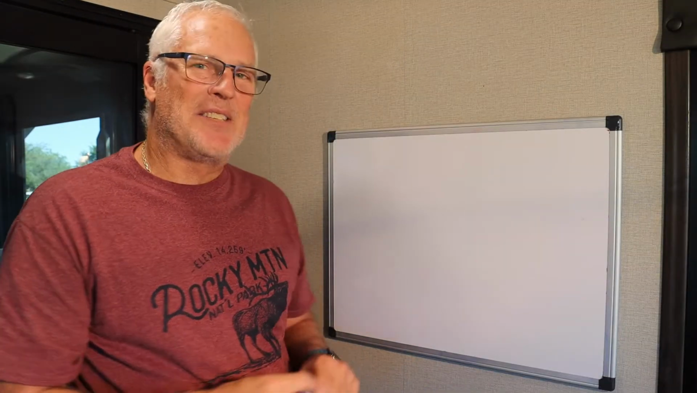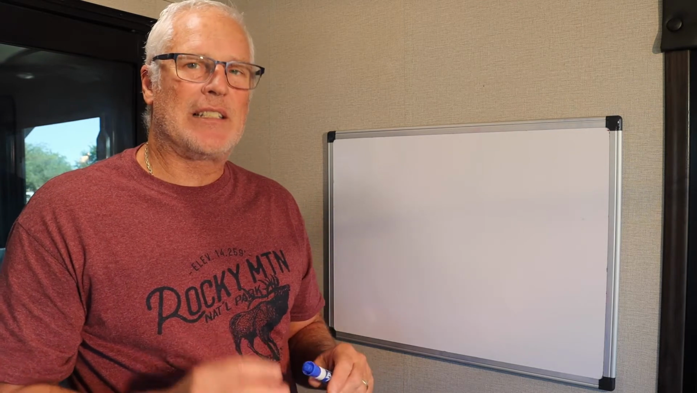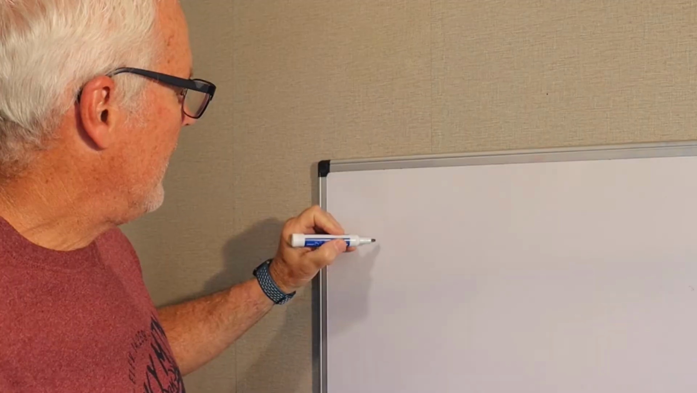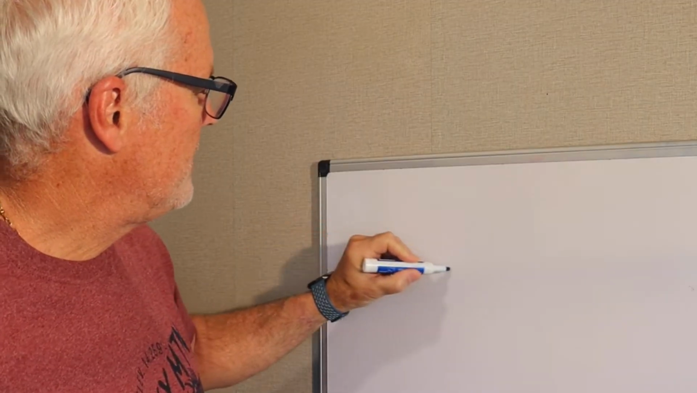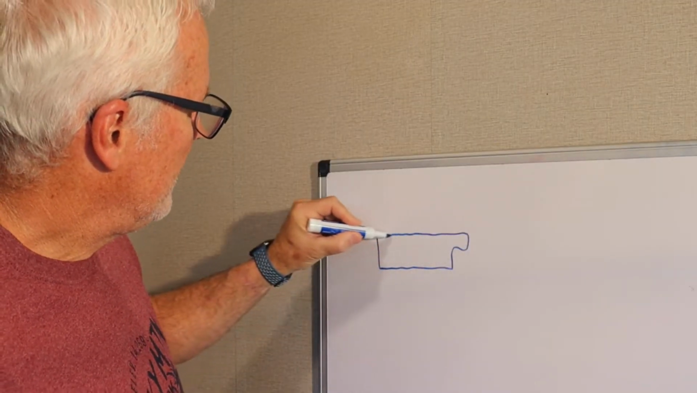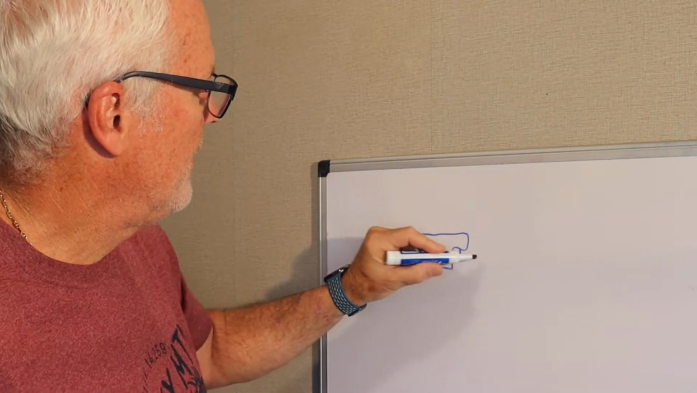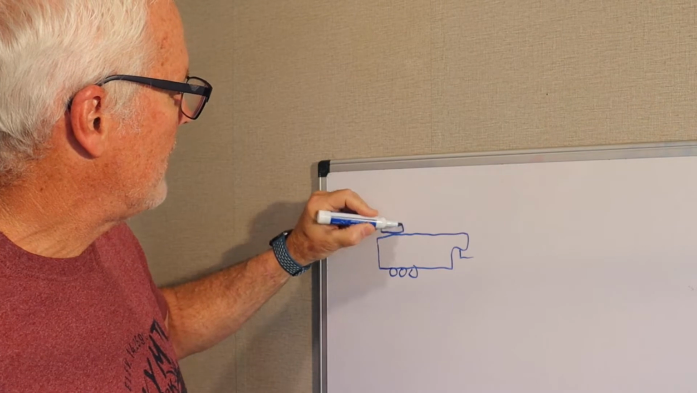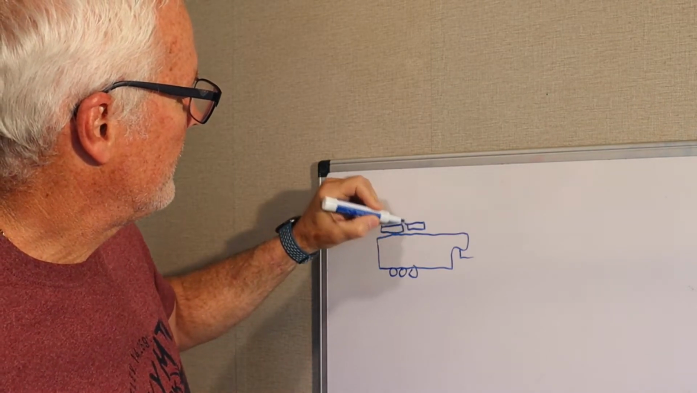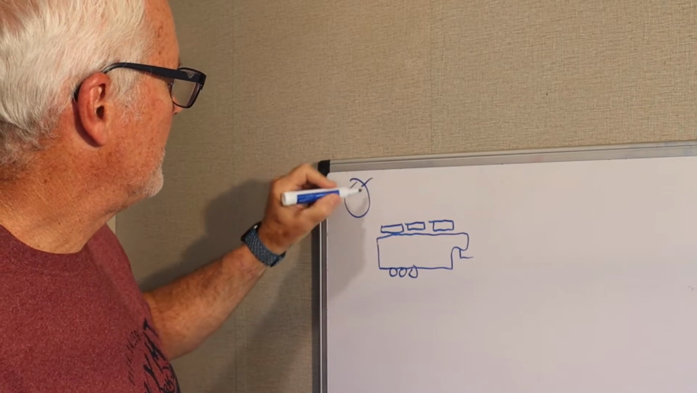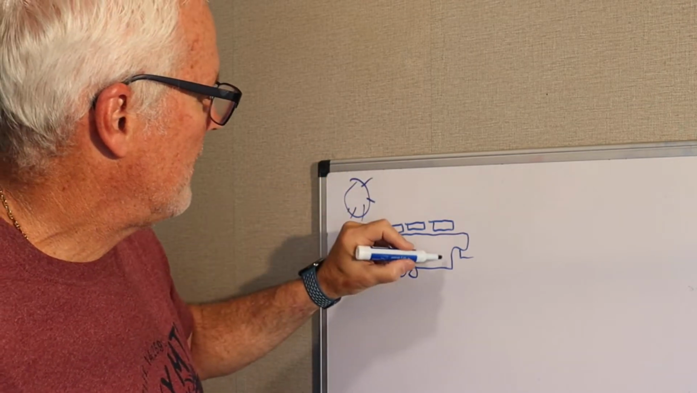I just reorganized my classroom, as you can see. Now let's talk a little bit about solar, again, at a very high level. We have our fifth wheel. You can't tell, but that's a Momentum 397, and we have our solar panels on top, and we have the sun up here. We have our battery.